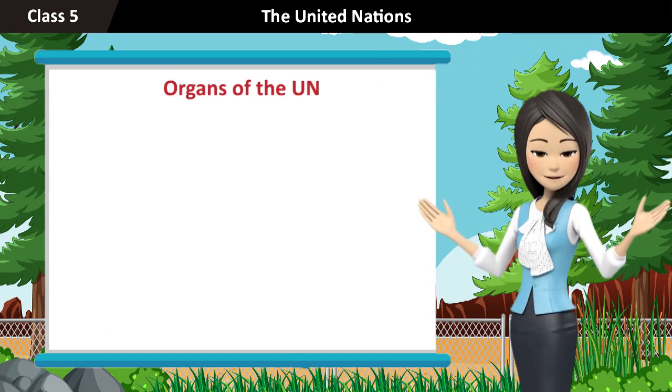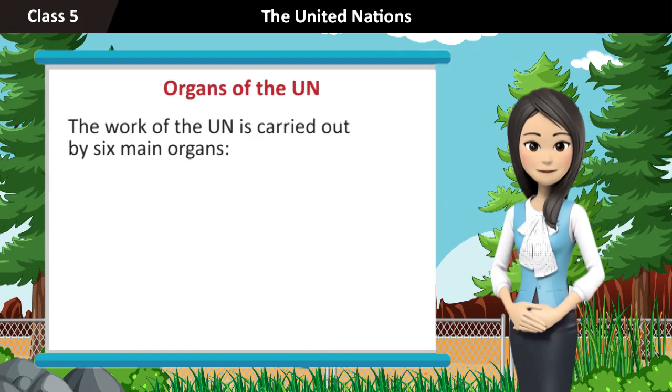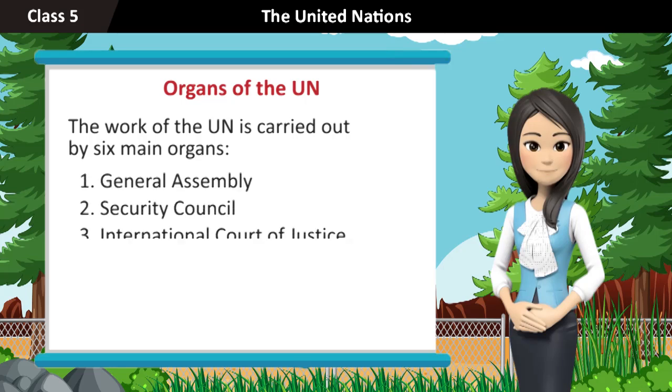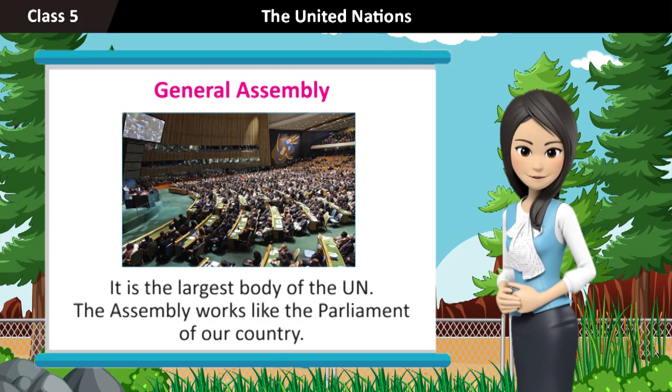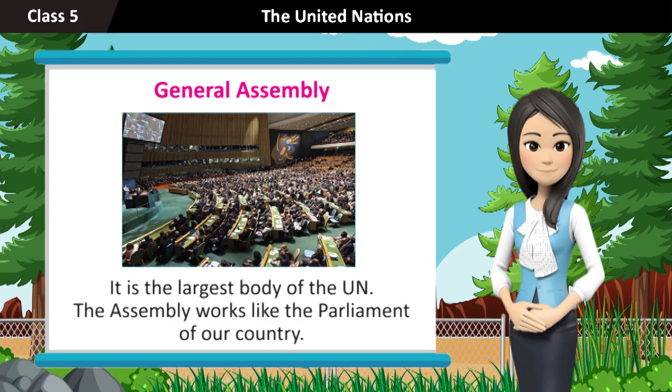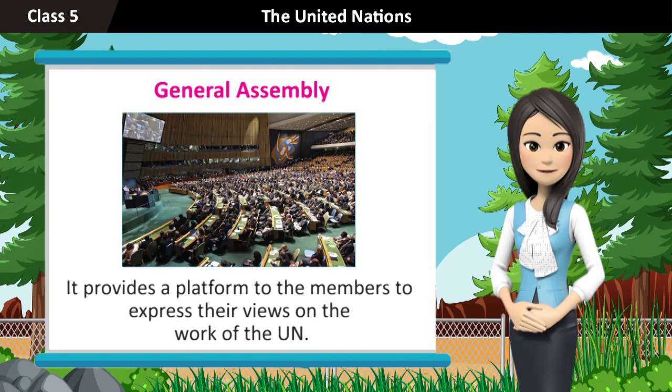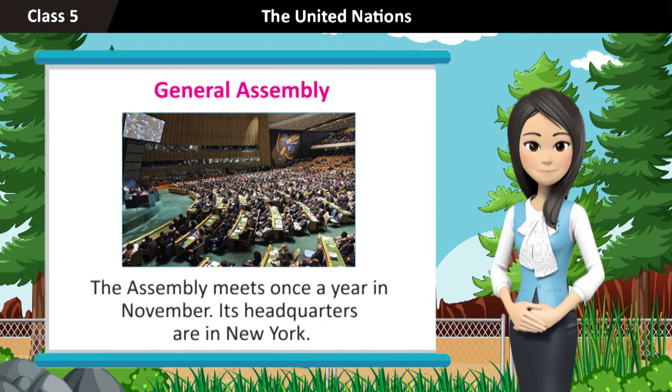Organs of the UN. The work of the UN is carried out by 6 main organs: General Assembly, Security Council, International Court of Justice, Secretariat, Economic and Social Council, Trusteeship Council. General Assembly. It is the largest body of the UN. The Assembly works like the Parliament of our country. It provides a platform to the members to express their views on the work of the UN. The Assembly meets once a year in November. Its headquarters are in New York.